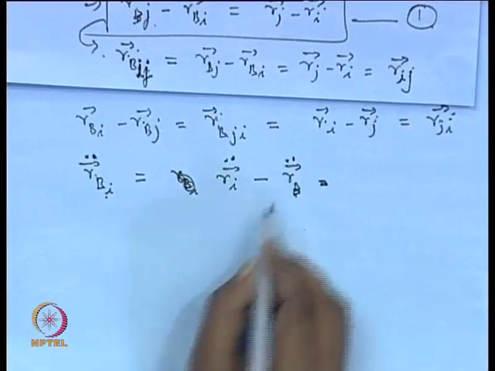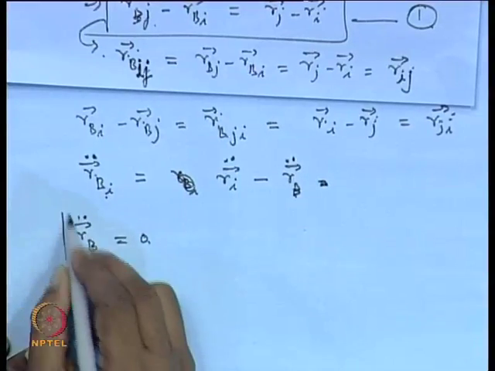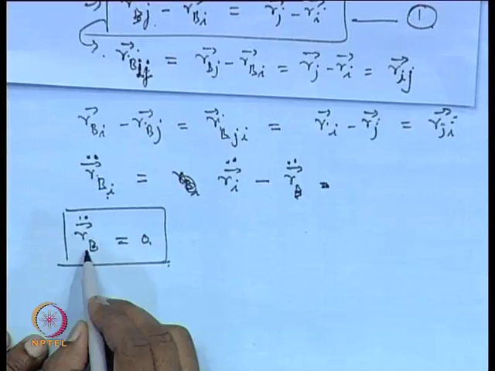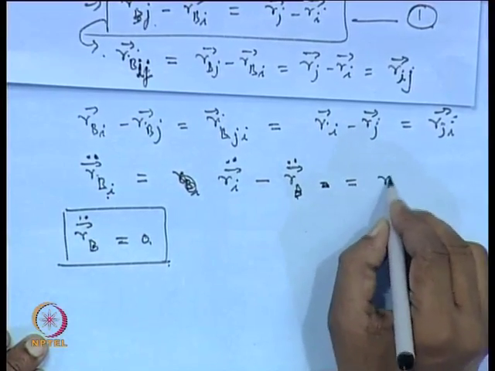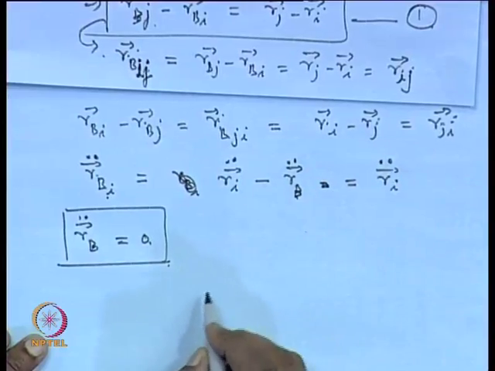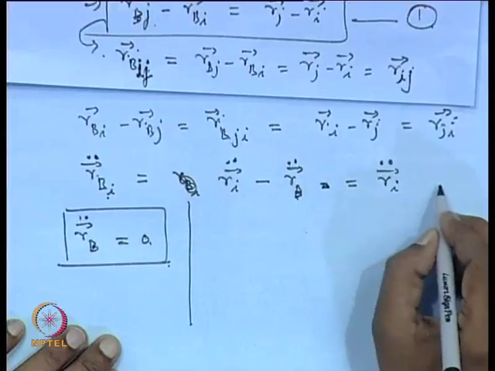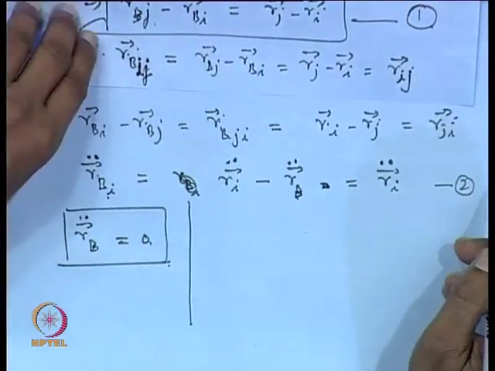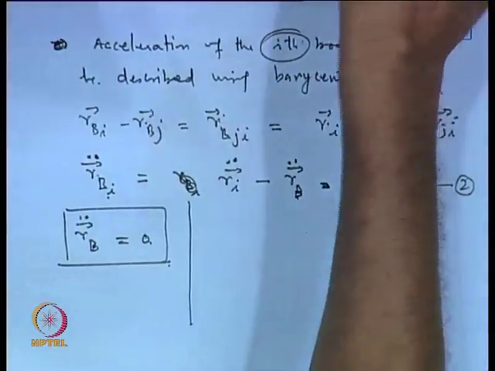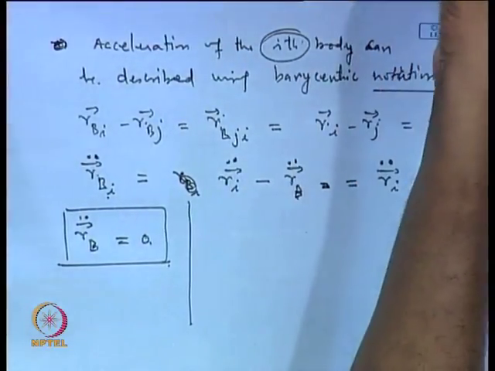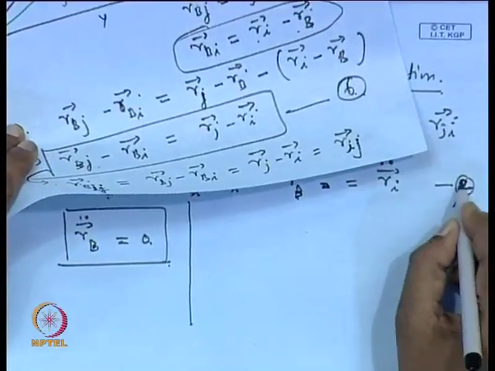Now, we know that the barycenter of the system moves with a constant velocity, therefore R_b double dot, the acceleration, will be 0. Therefore, this gets reduced to R_i double dot. So, this has a very simple implication. Thus equation 2, this we write as equation 6 and this is equation 7.